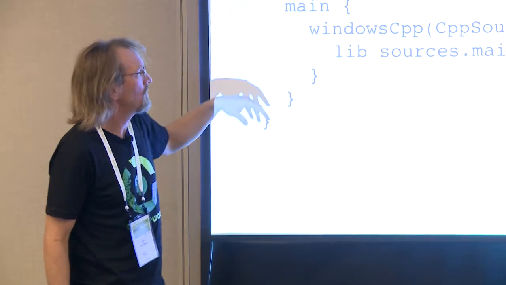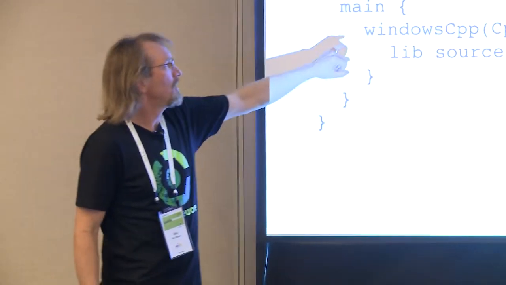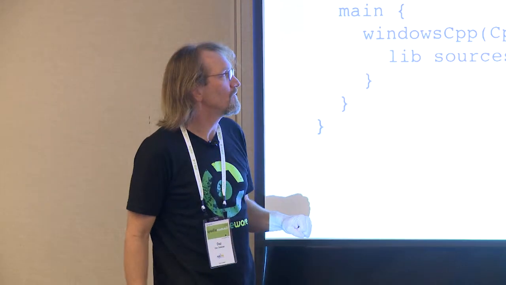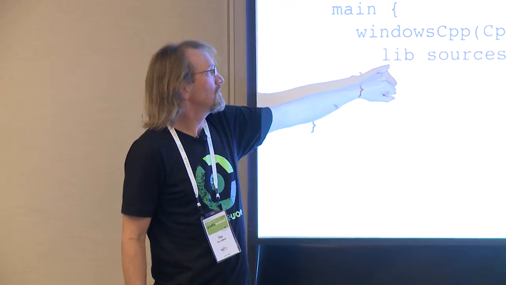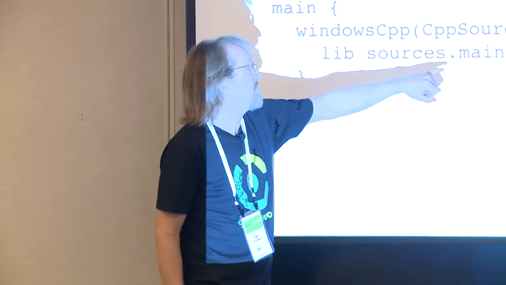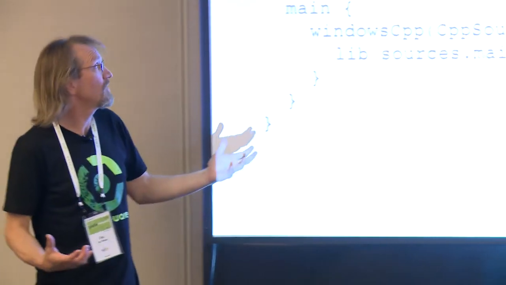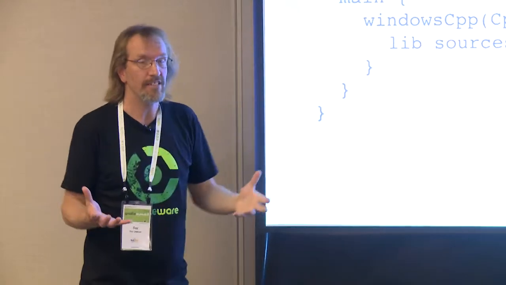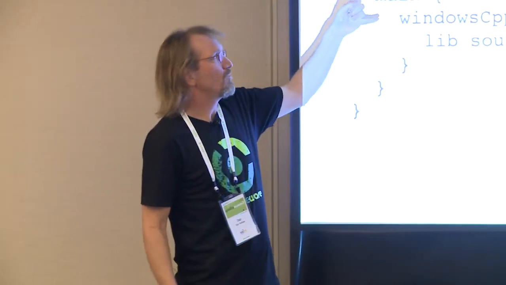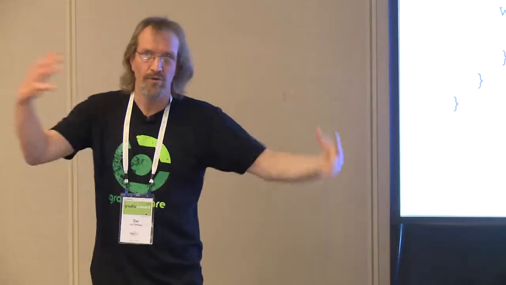What this slide also points out is that a source set can have a dependency on another source set. This source set is dependent on the main C++ source set. What that effectively means is the headers, or the API, of the main C++ source set are available when compiling the Windows C++ source set. So it allows you to compose source sets, and we think it's a pretty powerful concept.